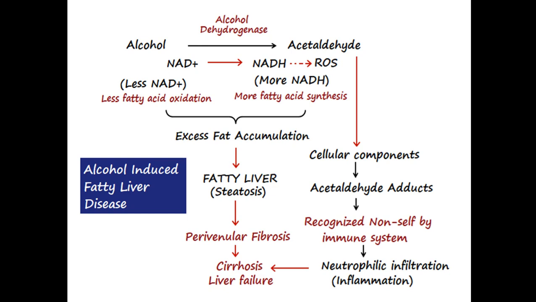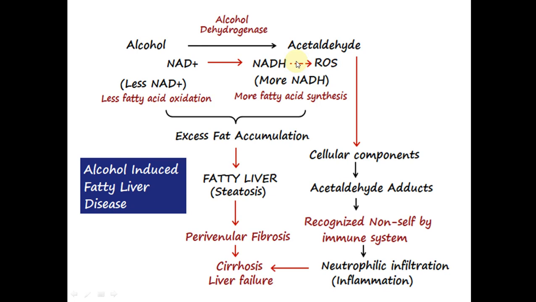First, we discuss the alcohol-induced fatty liver disease, that is known as alcoholic hepatic disease or alcoholic hepatitis. So what happens is that when there is excess consumption of alcohol, this alcohol is carried to the liver, and in the liver it is acted upon by the enzyme alcohol dehydrogenase and is converted into acetaldehyde. During the conversion of alcohol into acetaldehyde, the NAD plus is converted into NADH, and this conversion of NAD plus to NADH results in the formation of reactive oxygen species.